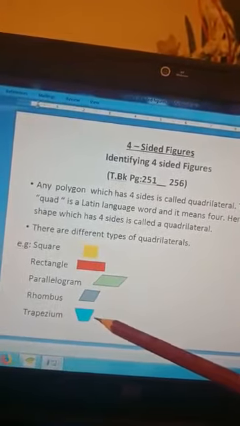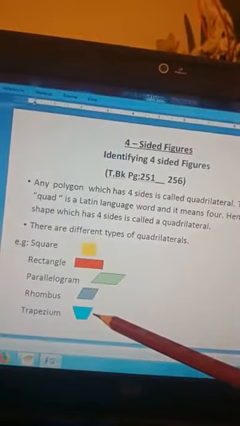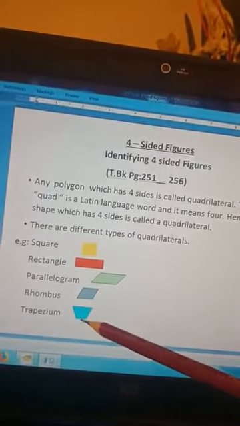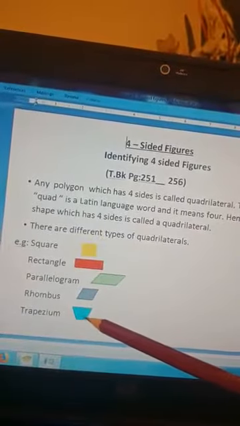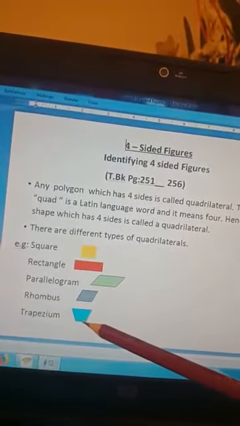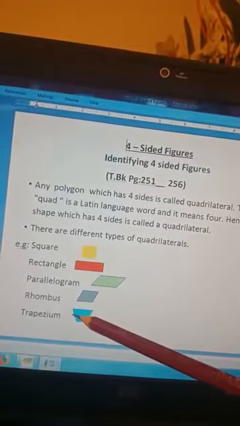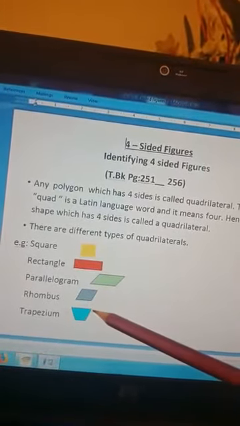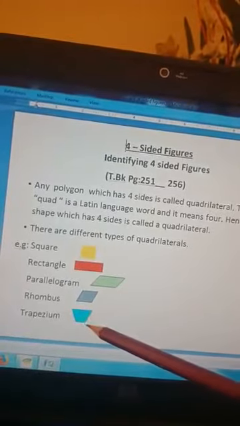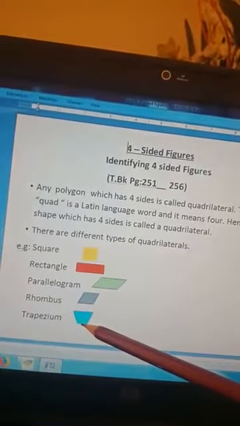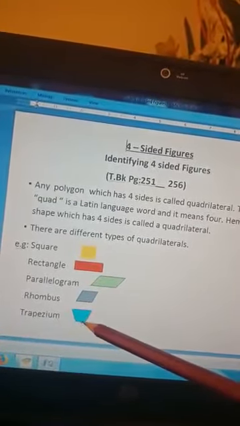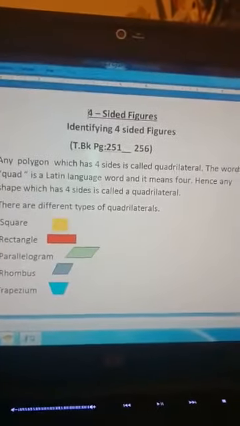Look at the last shape. It's a trapezium, and if you notice, there is only one pair of parallel lines in it, because this side and this side are not parallel. So although the upper side is longer and the lower one is shorter, they are parallel.